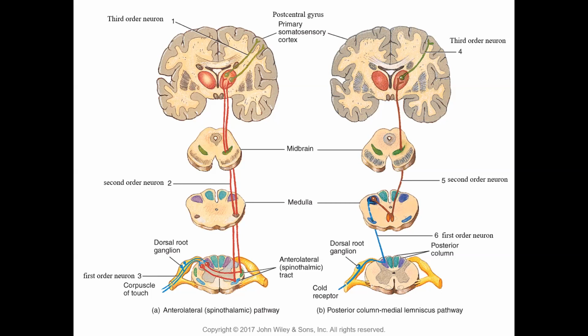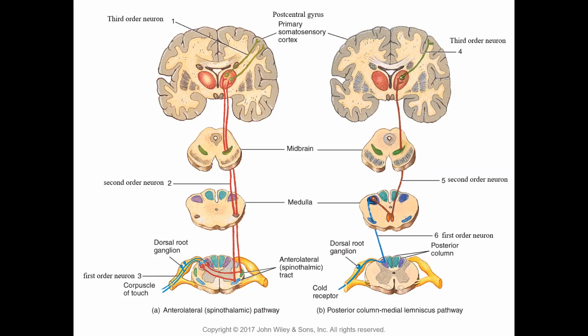The second order neuron synapses with the third order neuron in the thalamus. The third order neuron goes ahead and relays in the postcentral gyrus, or the primary somatosensory cortex of the brain. That's where that information is processed. It may further synapse with an association neuron and other different kinds of neurons that we talked about, to analyze and interpret the stimulus that was perceived and come up with the motor response. So that was the anterolateral or the spinothalamic pathway.